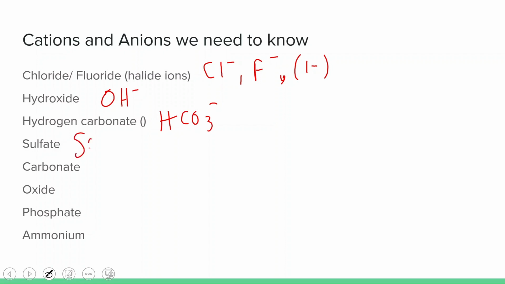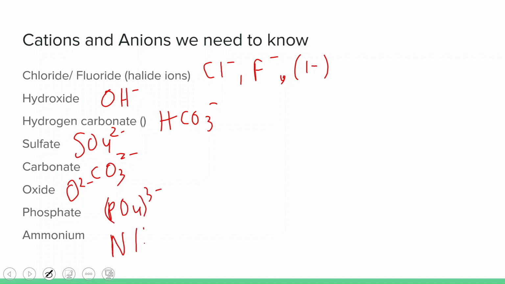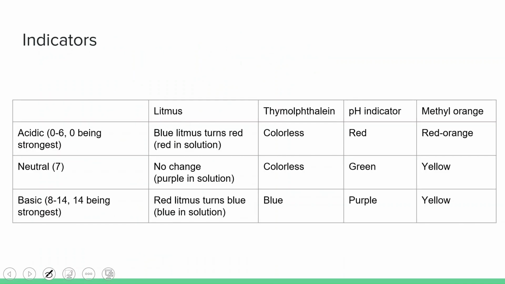And then sulfate ion, it's very common. Carbonate is also very common, and so is oxide. Then phosphate is PO4 3-, and ammonium is the only cation that we need to know other than the metal ions that they form themselves, which is going to be NH4+ that we discussed before. So for the different indicators, the best way to do it is just to mug it up. There's nothing else you can do other than maybe testing this out in the lab yourself, which will be pretty beneficial.